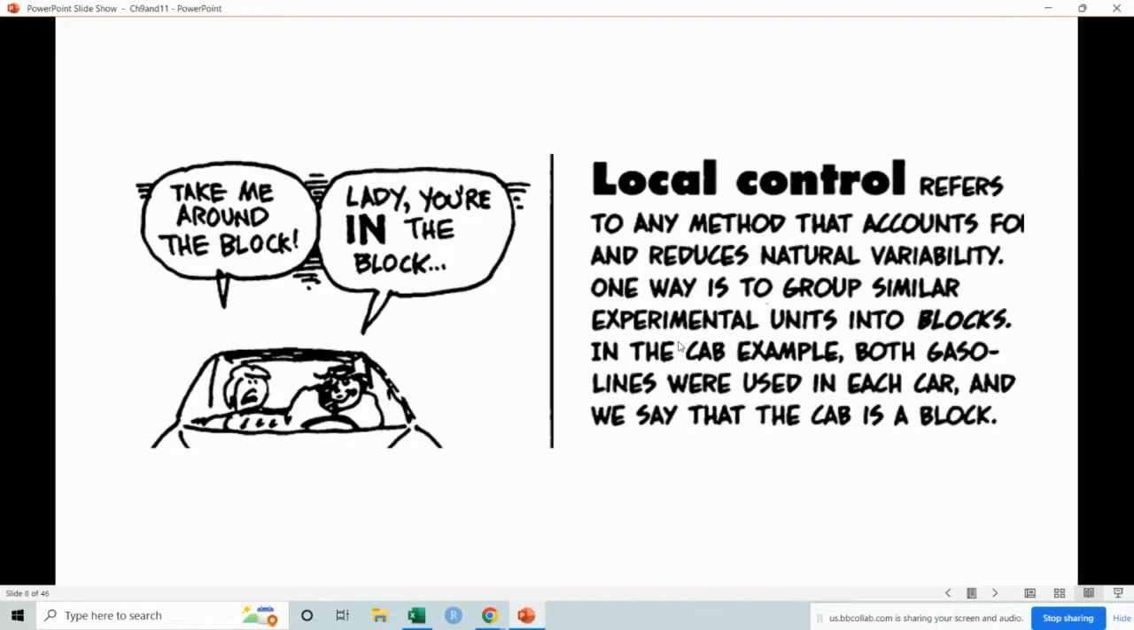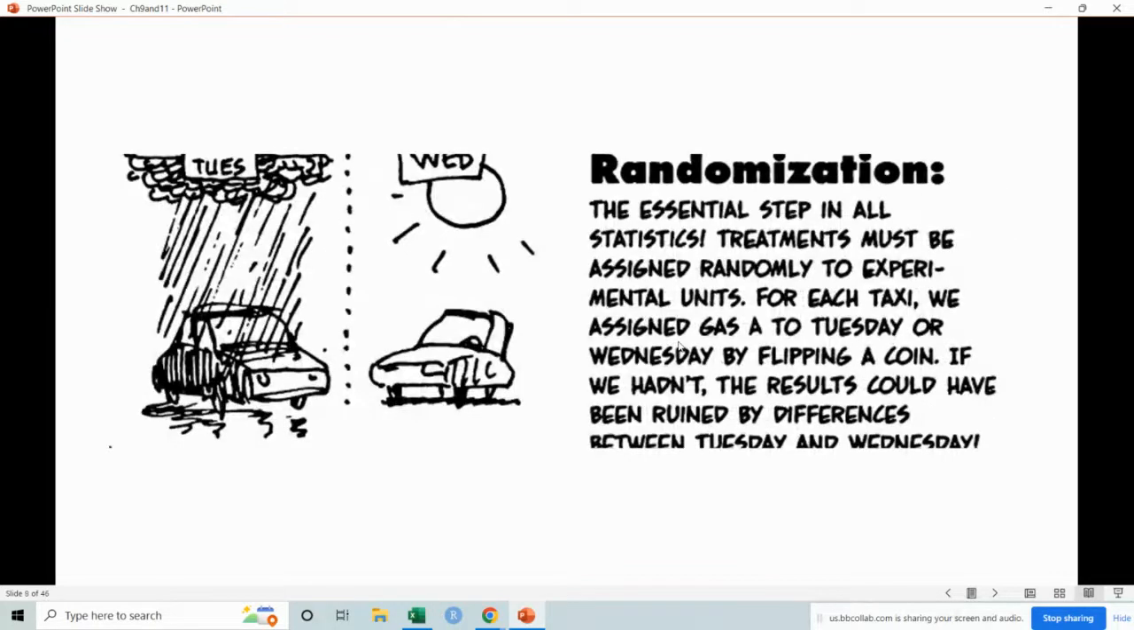So randomized block design is another kind of design. Then we get to randomization, the essential step in all statistics: treatments must be assigned randomly to experimental units. For each taxi, we assigned gas A to Tuesday or Wednesday by flipping a coin. If we hadn't, the results could have been thrown off by differences between Tuesday and Wednesday, such as weather.